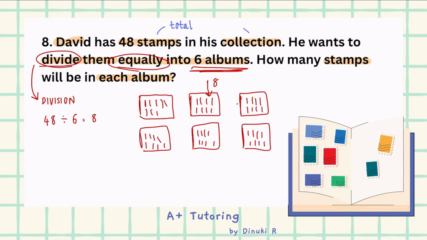Each album has 8, but it's a lot better to be comfortable with your multiplication facts and really memorize them and learn them, because it just makes your life a lot easier. You don't have to draw out boxes and go dividing each number very carefully one by one, right? So your answer is 8 stamps. Okay, let's move to the next question.